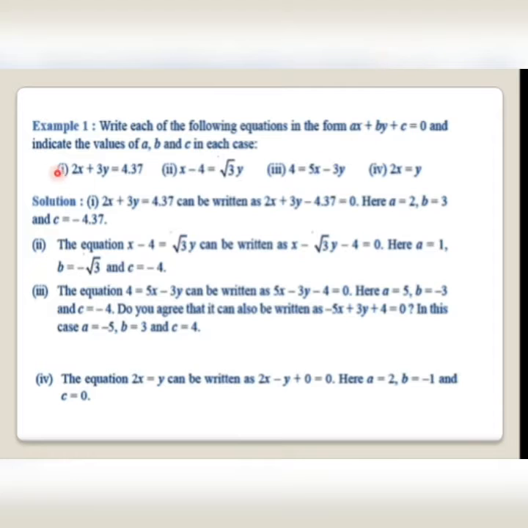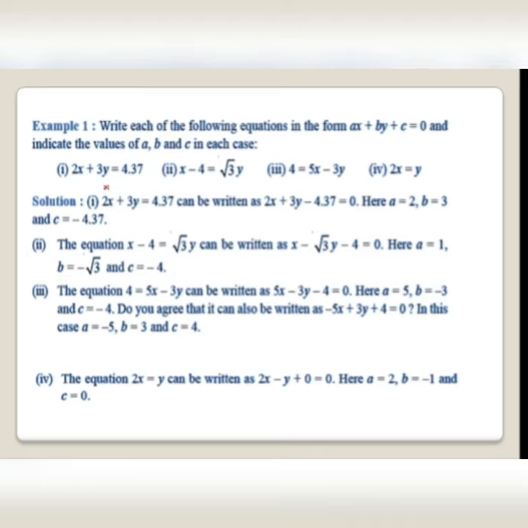We have to compare these equations with this standard form and find the values of A, B, C. So just see our first equation: 2x plus 3y is equal to 4.37. Let's compare, let's write.